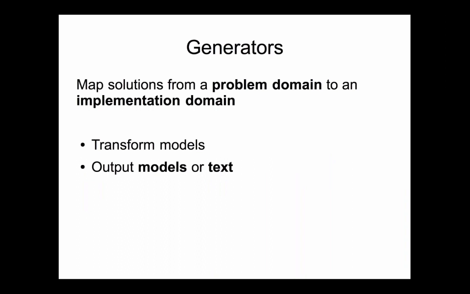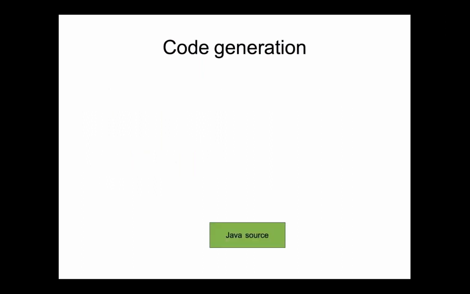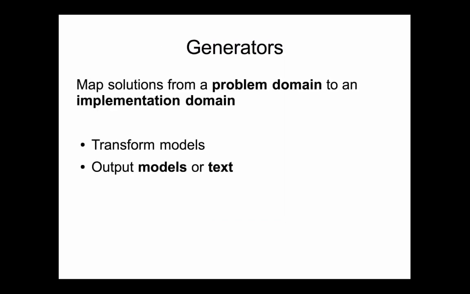So the generator is primarily focused on changing the AST. It's focused on taking the AST and changing it into an AST that is closer to the implementation domain. And then the final step is to flush out the text. But the textual part is not that important. The textual part generates the actual Java sources or C sources or XML sources, whatever your outcome should be.